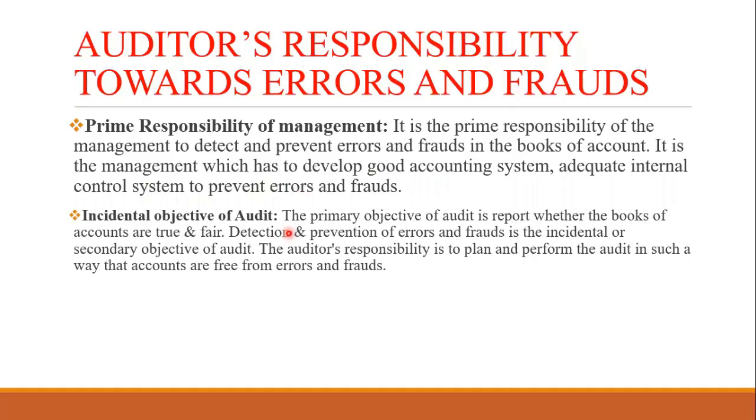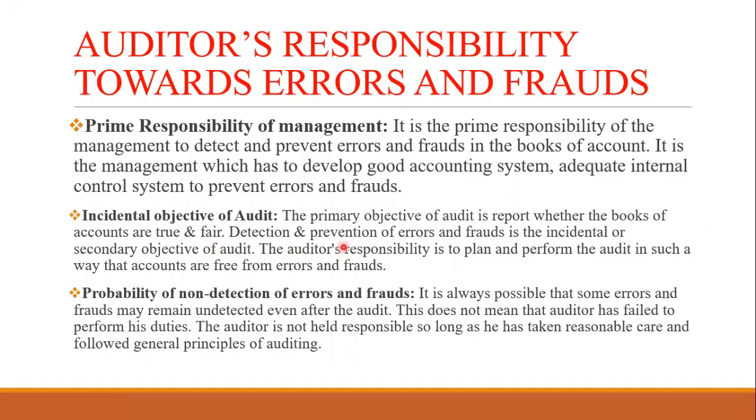That's the first point. Second, incidental or secondary objectives of audit. The primary objective of audit is to report whether the books are true and fair. The detection and prevention of error and fraud is an incidental or secondary objective. The auditor's responsibility here is to plan and perform the audit in such a manner that the accounts are free from errors and fraud. That is the major responsibility of the auditor.